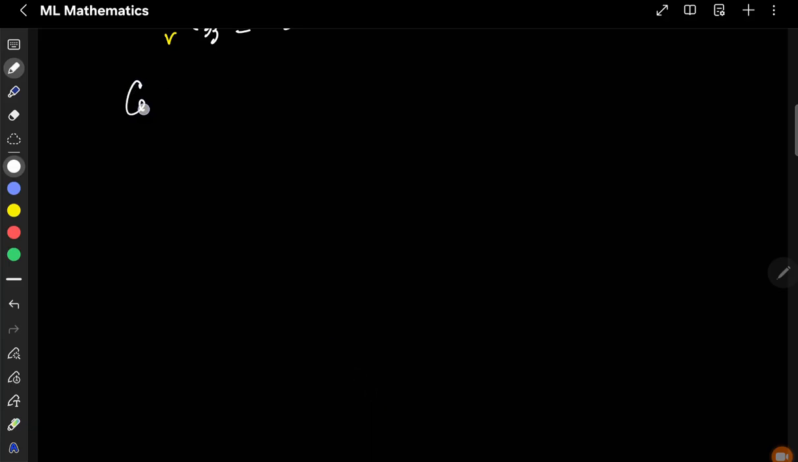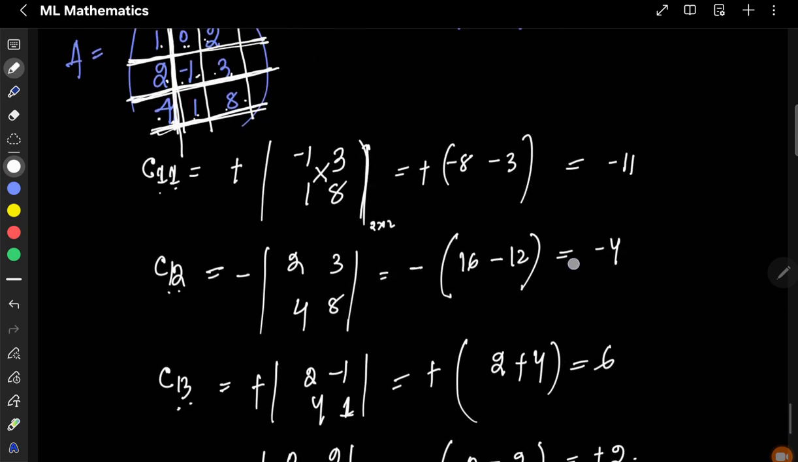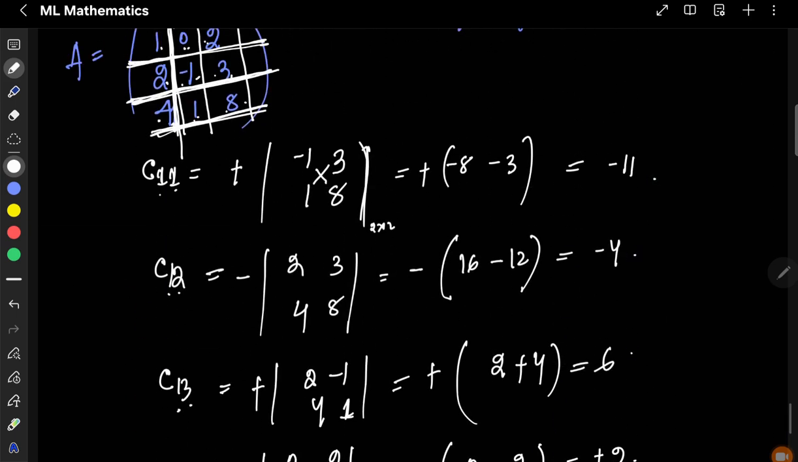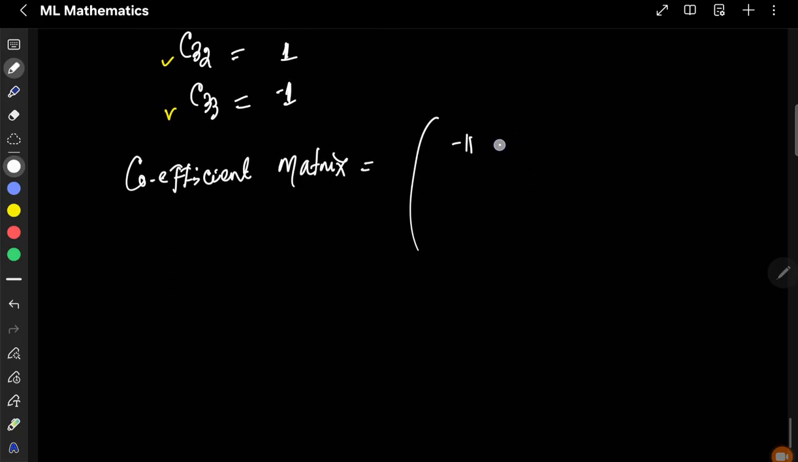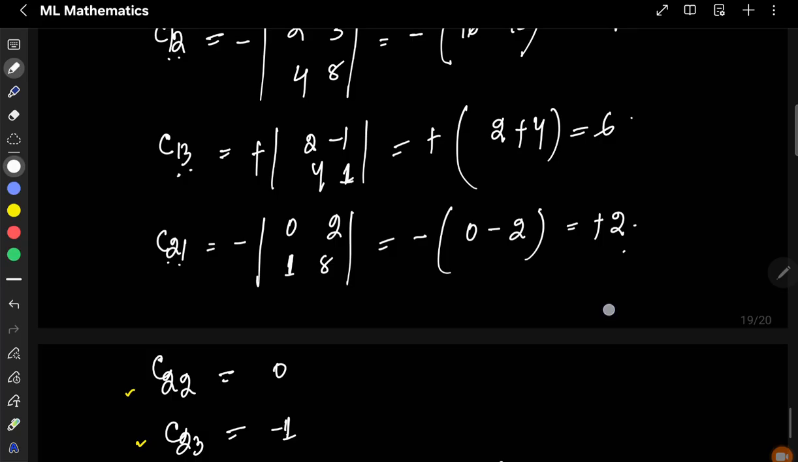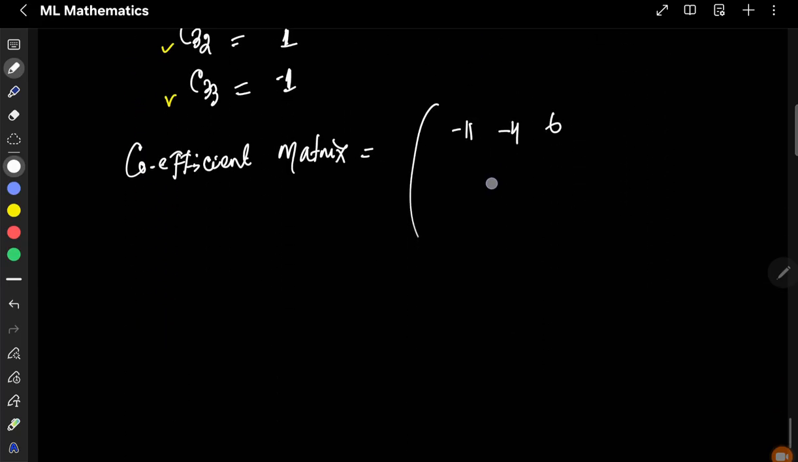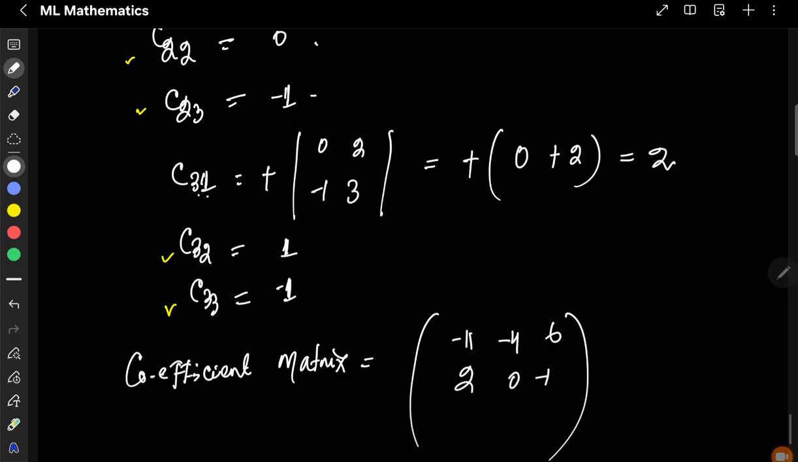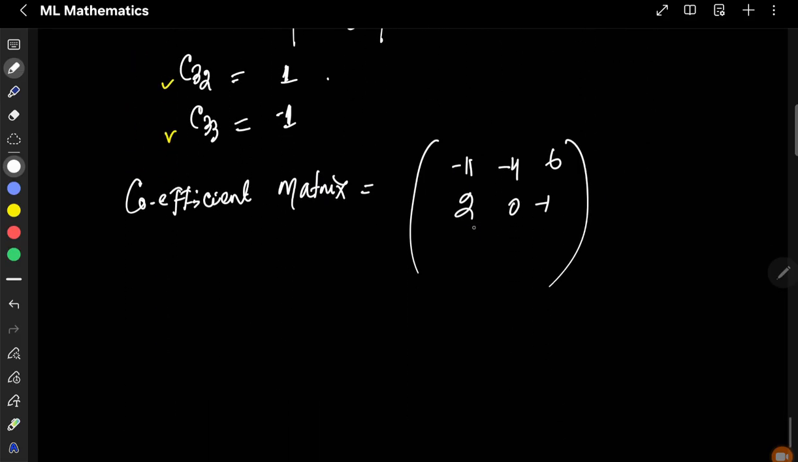And I got a coefficient matrix now. This is my coefficient matrix. It is minus 1 1 minus 4 6 2 as the first row, the second row is 2 0 minus 1, and your third row is 2 1 1 minus 1.